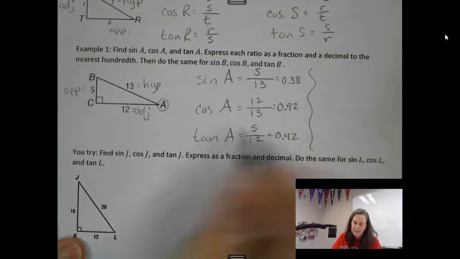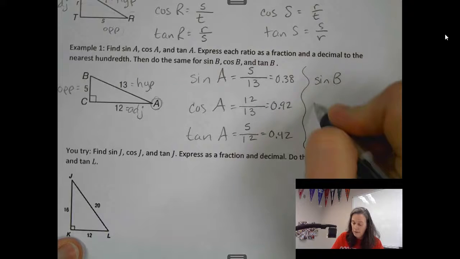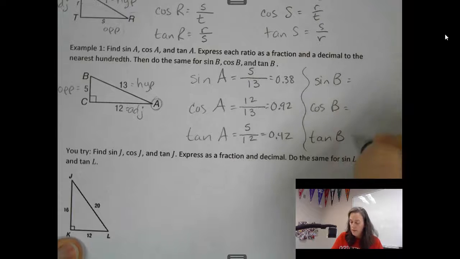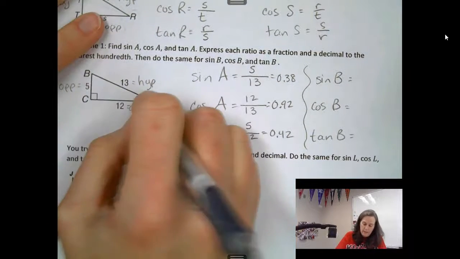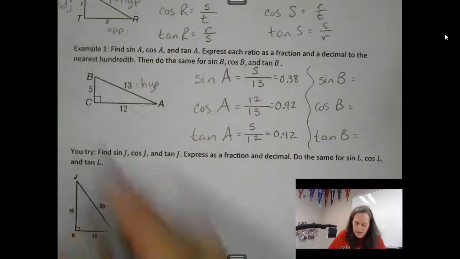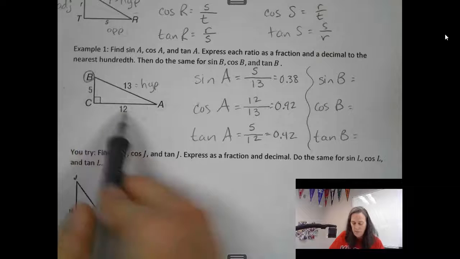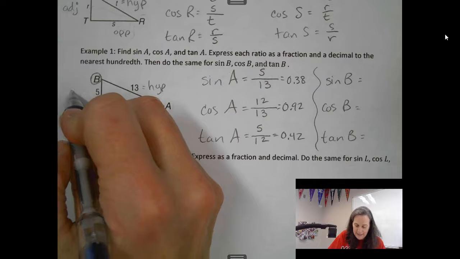Let's do, because it does ask us now to go ahead and do B. So we'll do sine of B, cosine of B, and tangent of B. And I'm going to erase this. That's no longer my main angle. And I also want to take this off and this off. And hypotenuse stays, right? He doesn't change. Now we're looking at angle B. The opposite side would be 12. This guy's opposite now. And this guy's adjacent.